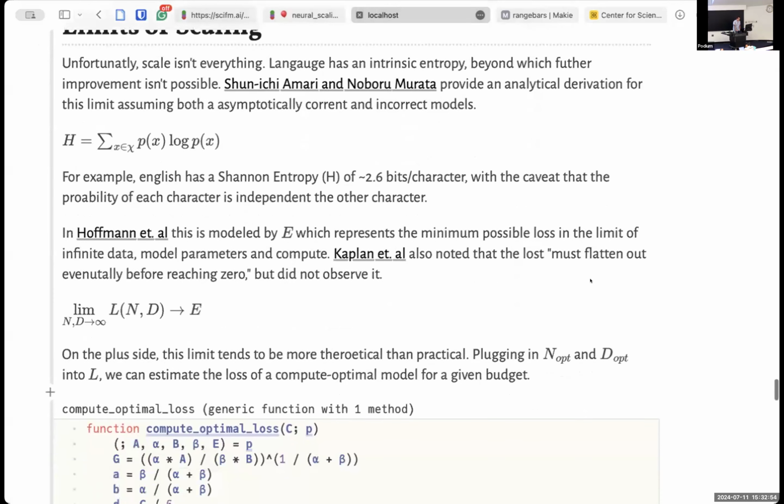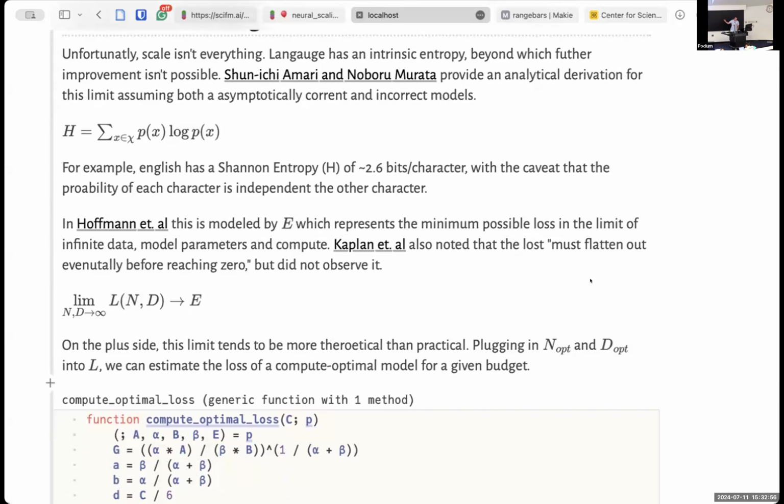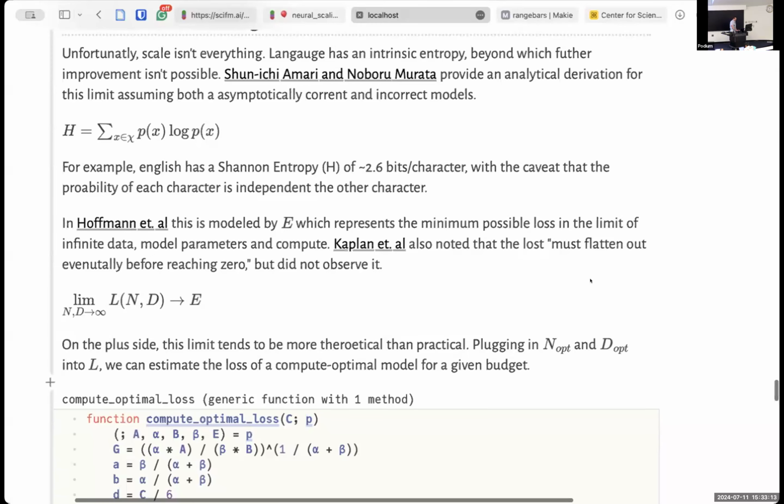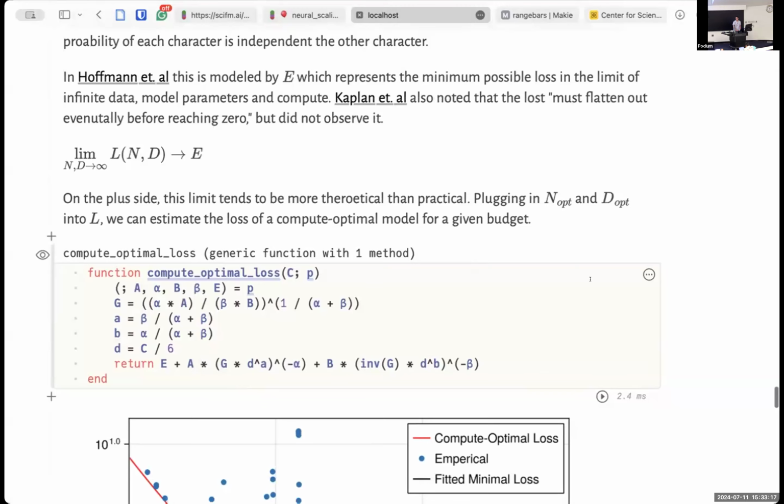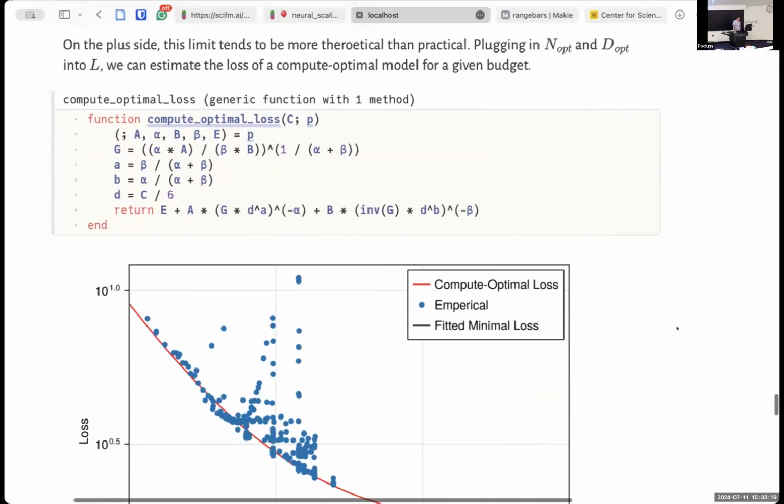Okay, so Hoffmann has modeled this by adding this E, which is your minimal loss. And if we take account of this E and plug our compute optimal values for N and D into our loss equation, we can find out, given a particular budget, what our loss should be if we did everything perfectly and fit our model perfectly well. A bunch of caveats. This is how we do that calculation. It gets a little bit messy, but it's not too bad. And here's what we find.